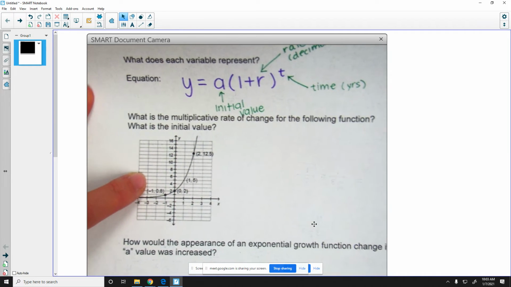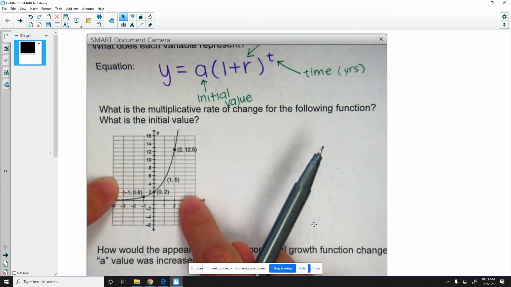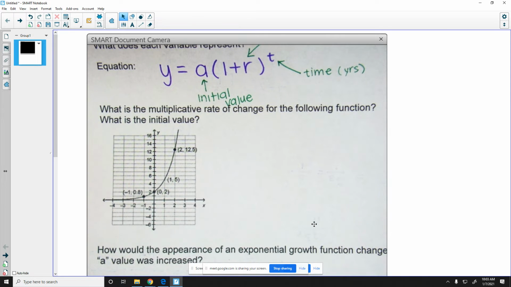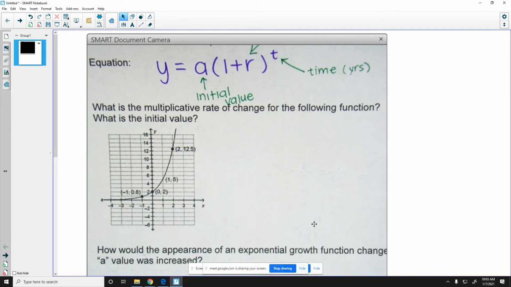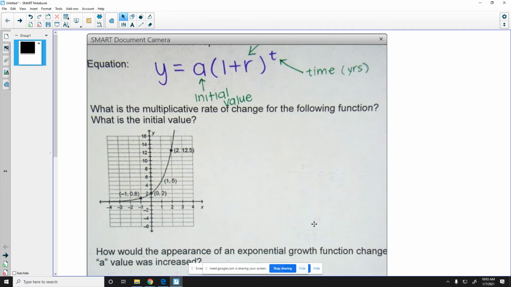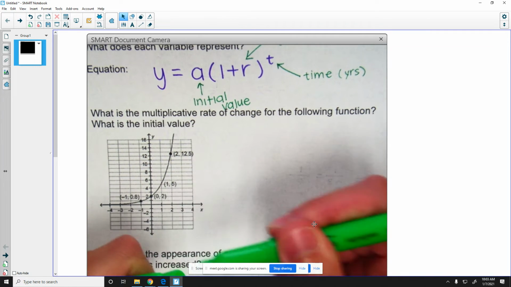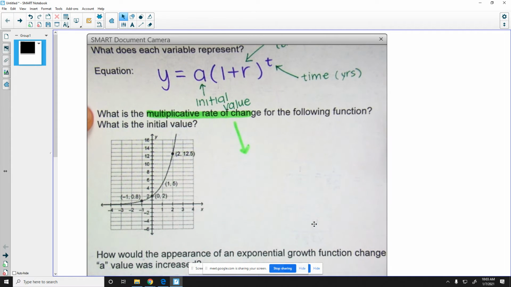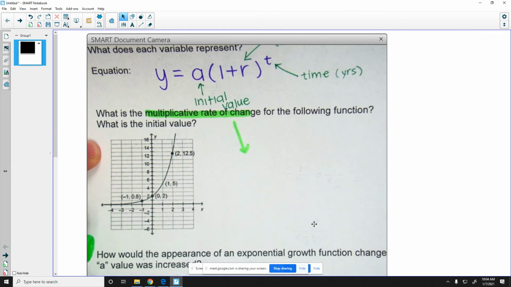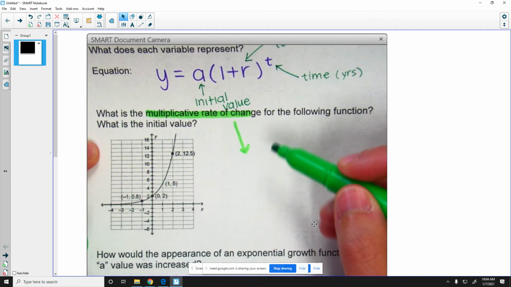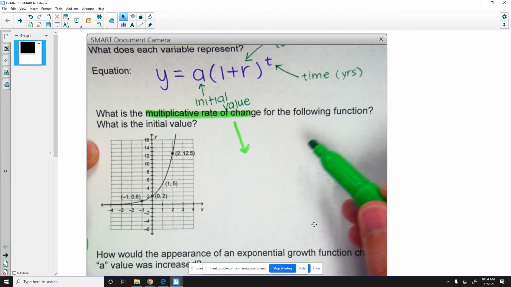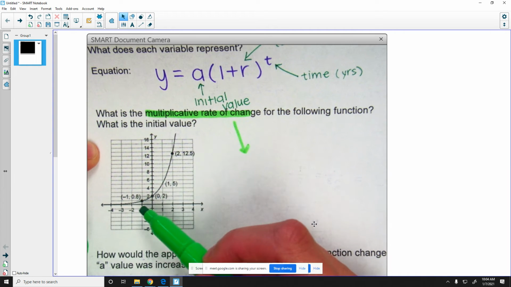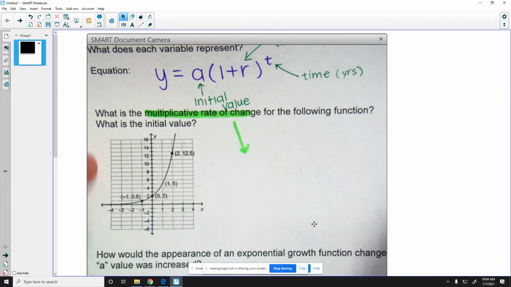So one of the questions on your assignment, they're going to give you a picture like this, and they're going to ask you 2 questions. What's the multiplicative rate of change? And then the other question is, what is the initial value? So maybe you should think of it like this. For the multiplicative rate of change, they're basically asking you, what's the pattern? If I had a chart, what would the pattern be like? Times 3 times 3 times 3 times 3, times 7 times 7 times 7 times 7. Like, how is it changing from one point to the other?